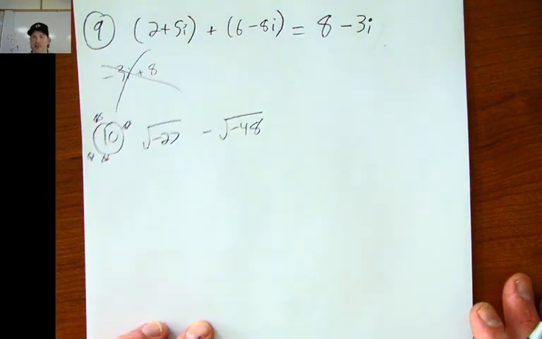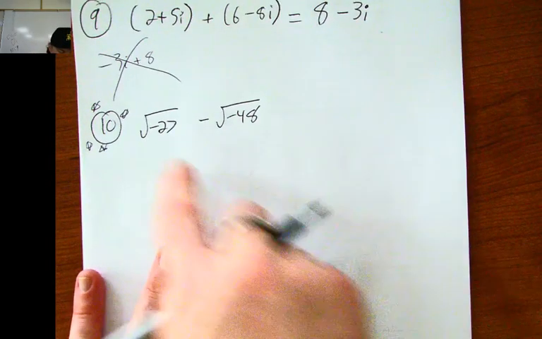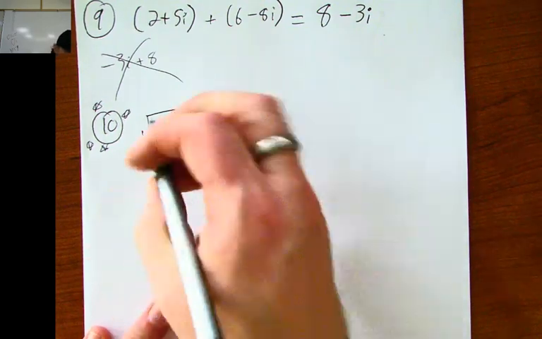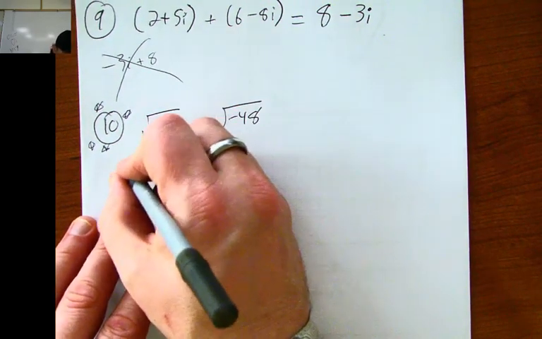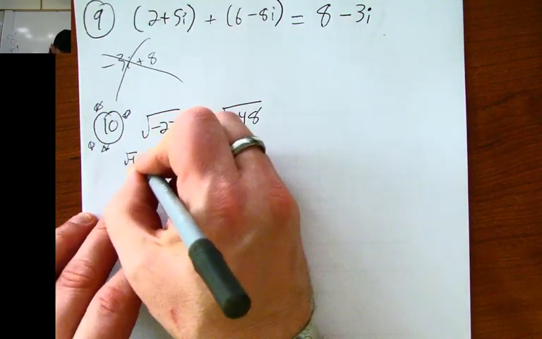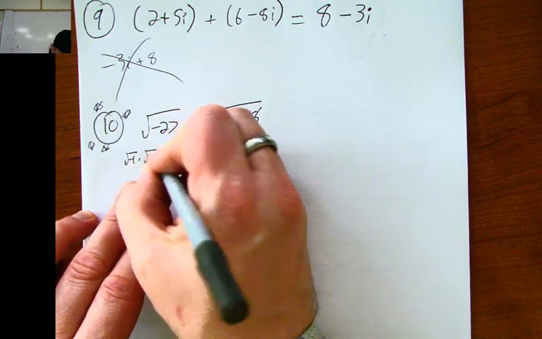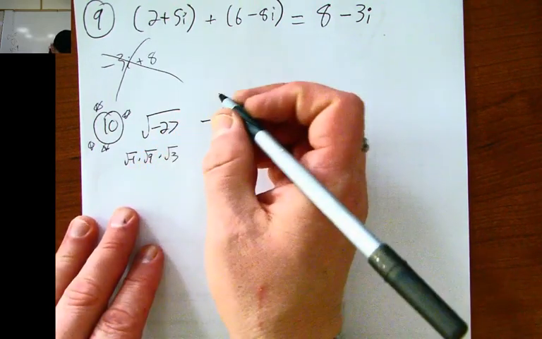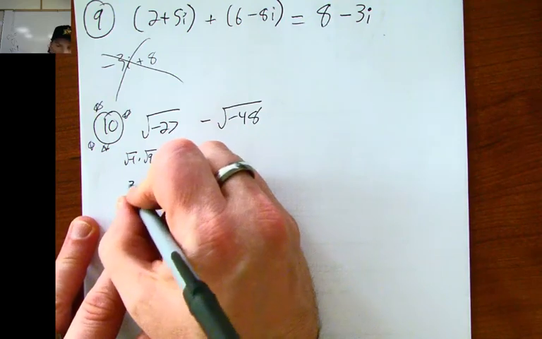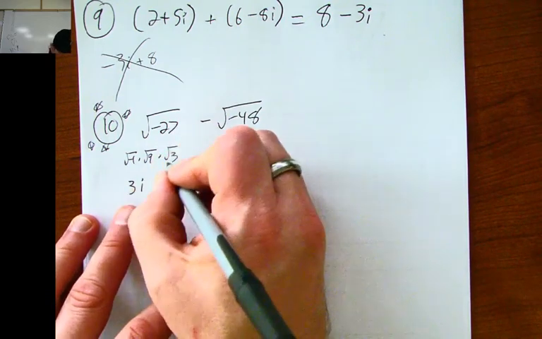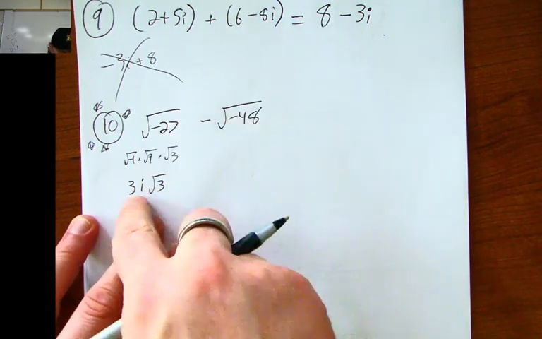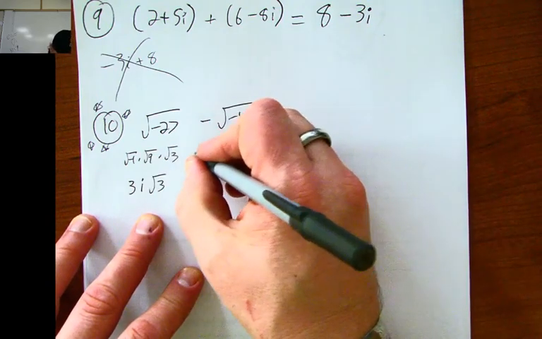Yes, that's when I'm putting it on the daily quiz. Square root negative 27. Let's see. This one breaks into square root negative 1 times square root 9 times square root 3. Square root of 9 is 3. Square root of negative 1 is i. This just stays root 3. So I have 3i root 3 minus.